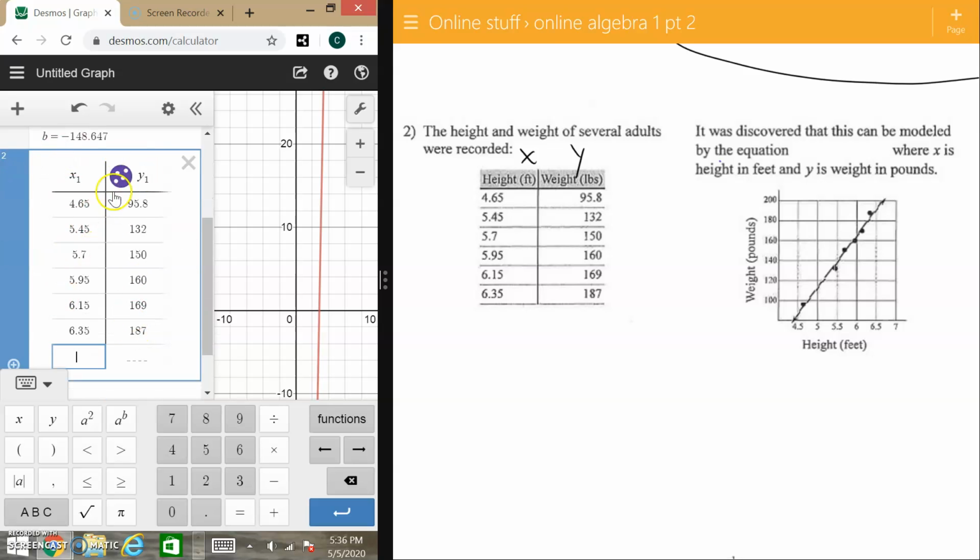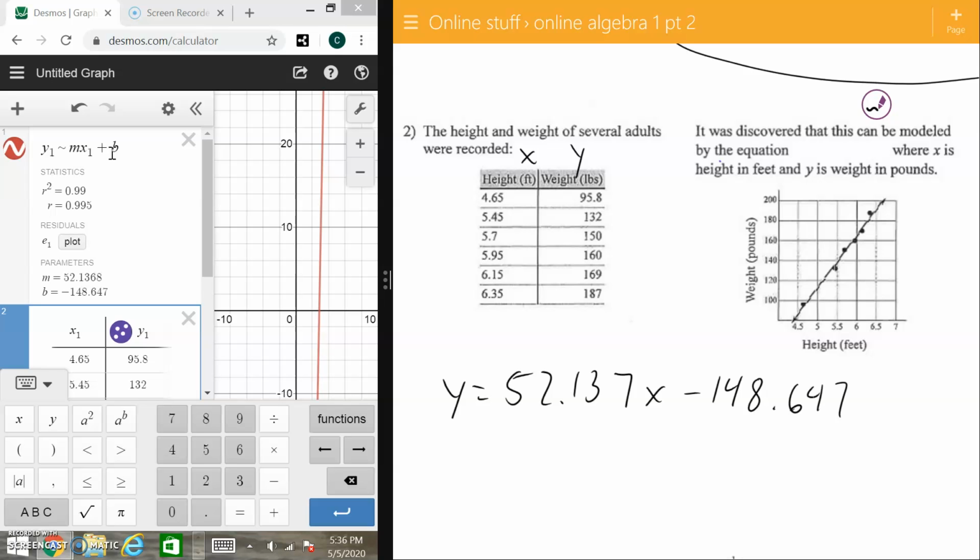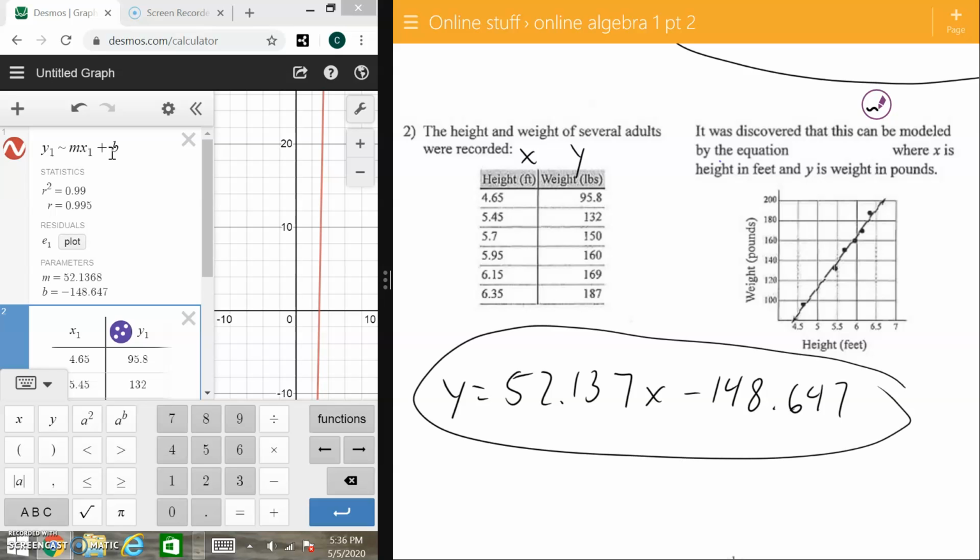Now if I click off of it, notice every X has a Y, and then all I have to do is look for that equation. So I look up here, and I see M and B, and I plug them in. So I have Y equals 52.137X minus 148.647. Notice it goes out to 3 digits. Therefore, I go all the way out to 3 decimal places. This is all you're doing for this day, and also there will be a second day attached to it, and you're just finding the line. You're not doing anything further.